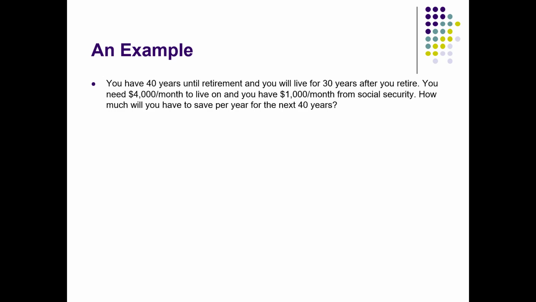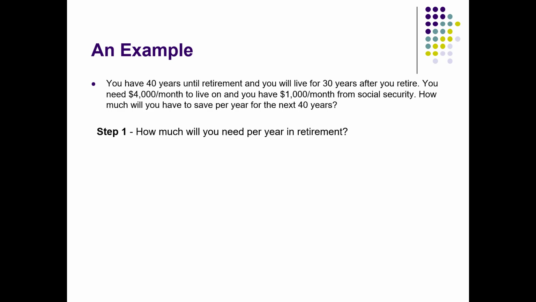Here's an example. You have 40 years until retirement, and you will live for 30 years after you retire. You need $4,000 per month to live on, and you have $1,000 per month from Social Security. How much will you have to save per year over the next 40 years?